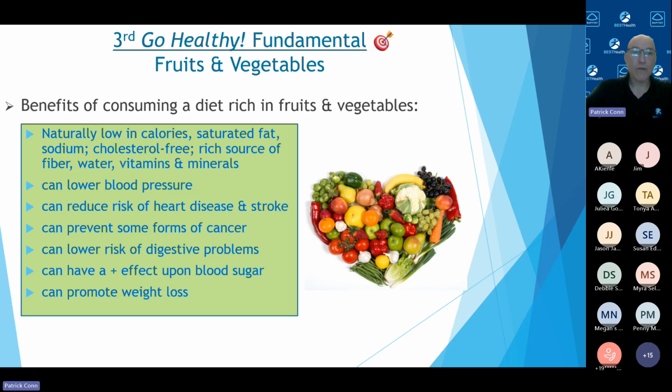Okay, so we're going to start off with the health benefits associated with eating a diet rich in fruits and vegetables. As you can see here, they're naturally low in calories and saturated fat. As you may know, saturated fat is that harmful fat that can increase your risk of developing heart disease. They're also naturally low in sodium and cholesterol free. Plant sources have no cholesterol; you will find that in animal sources. They're a rich source of fiber, water, vitamins, and minerals.